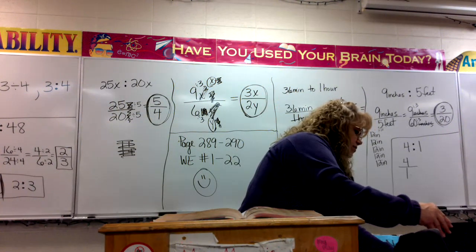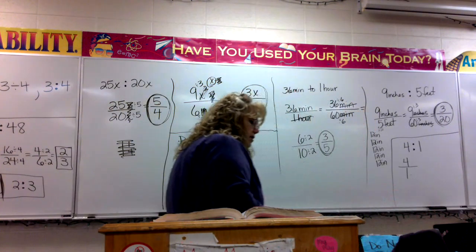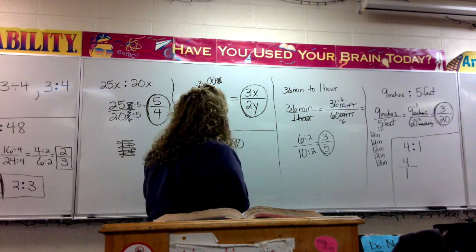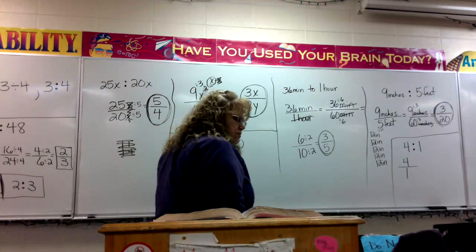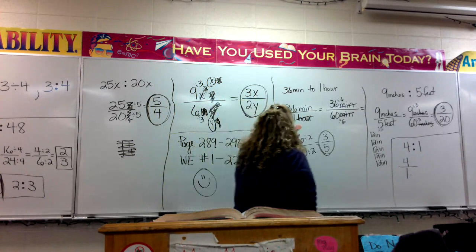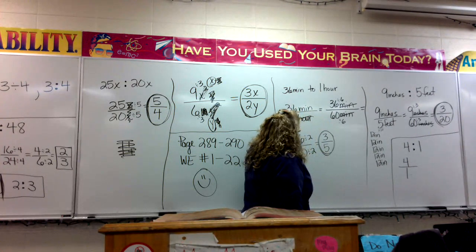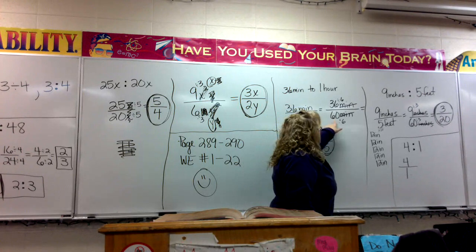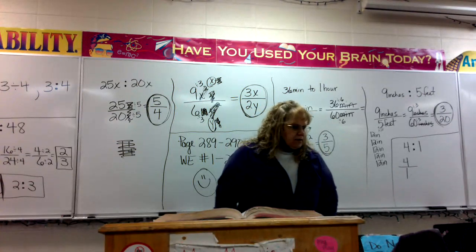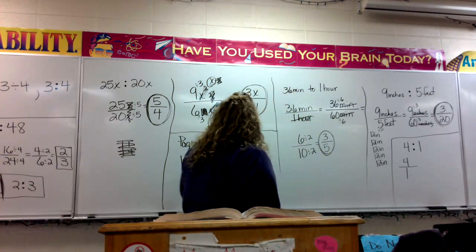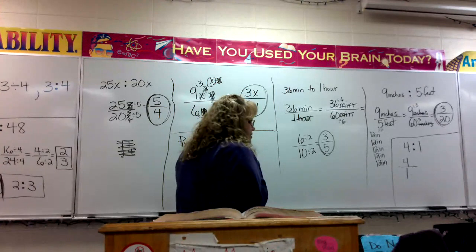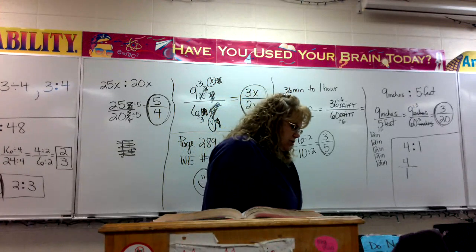Okay, so here, this part, they have to cross off. They have to be in the same units. If you have minutes and hours, you have to change these hours to 60 minutes. Right? Otherwise, it's just reducing fractions.